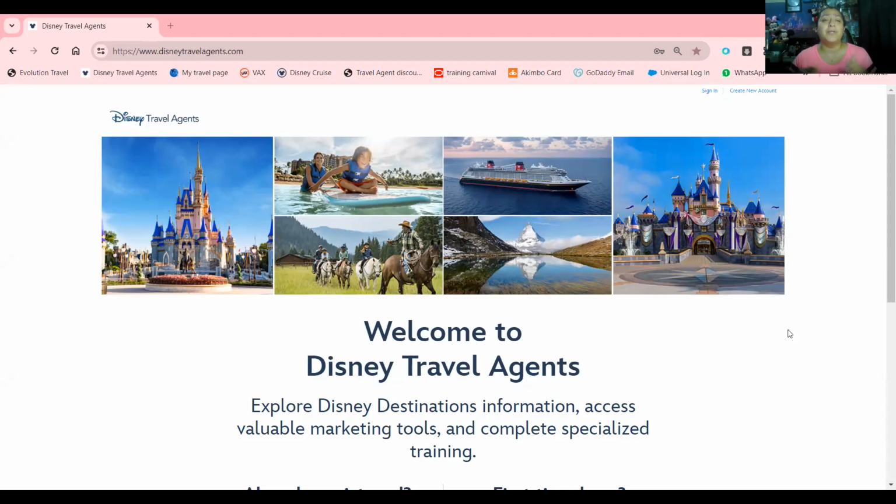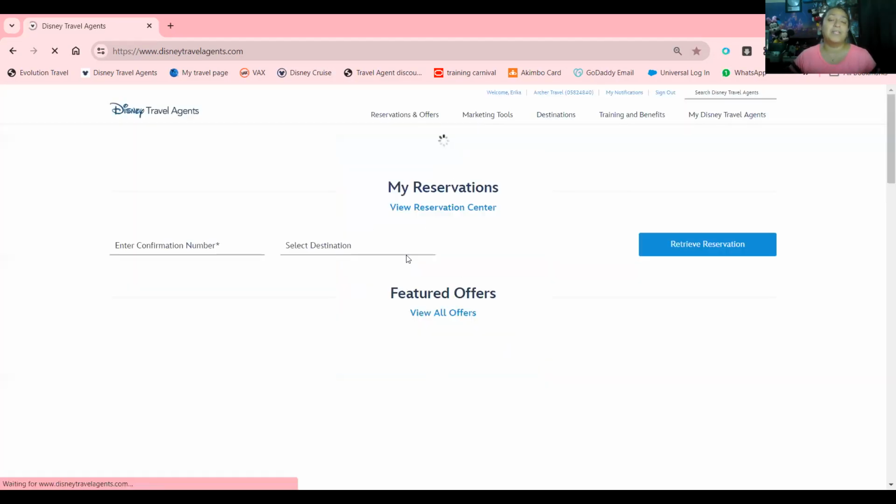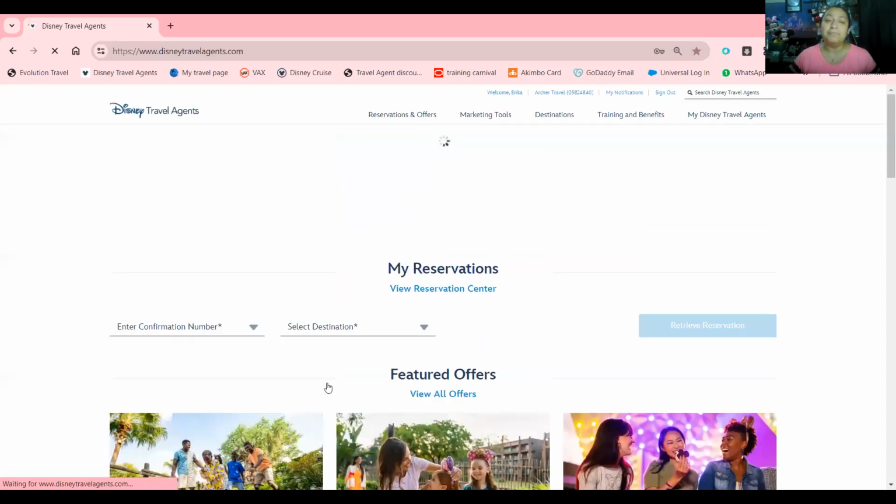All right, so first off, we want to make sure that you guys have access to our site, the DisneyTravelAgents.com. If you do not, please make sure you create an account. It takes about 5 minutes. And just make sure you have the right information from our back office. Okay, so since I already have an account with them, we're just going to go right in.